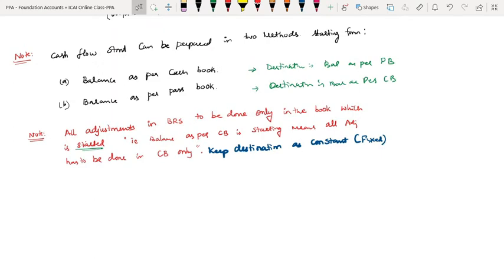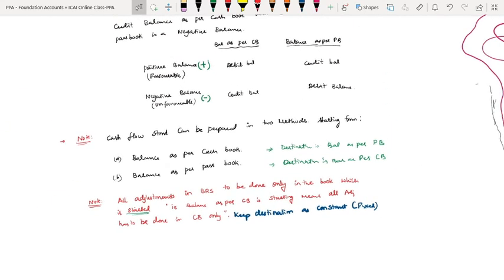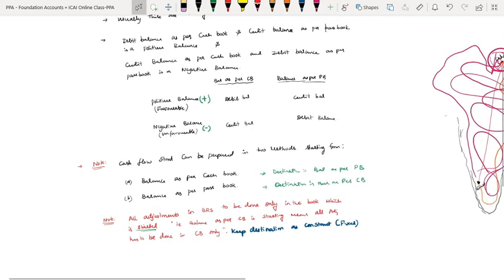Got it? So now, that's all the notes, my dear friends. I hope these are the notes required. So let's go to the problems. I hope you have my notes. In that, BRS, the complete material, I have already given. So therefore, let us go for the problems.